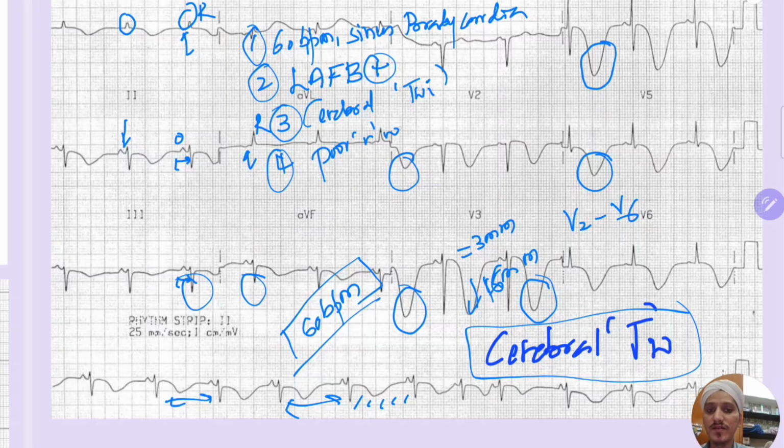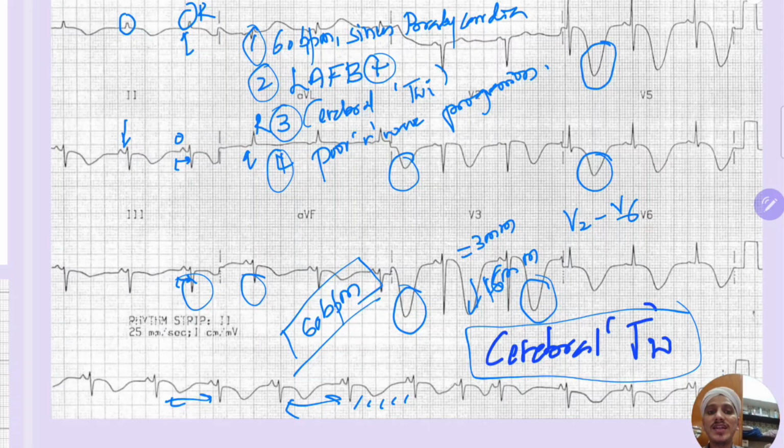Poor R wave progression, but there is no QS pattern as such. You can see here, poor R wave progression is there. Probably there can be hypertrophy in this patient.